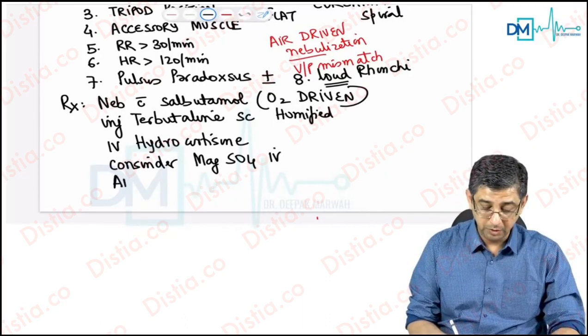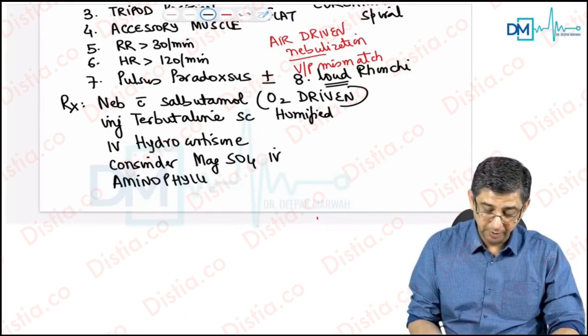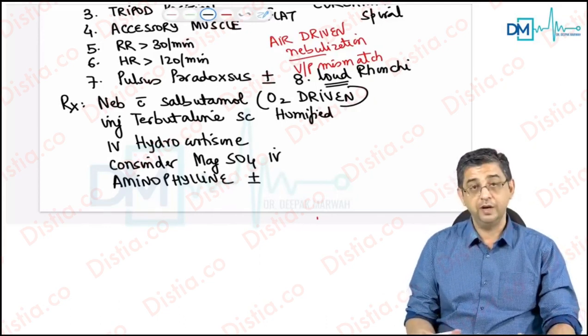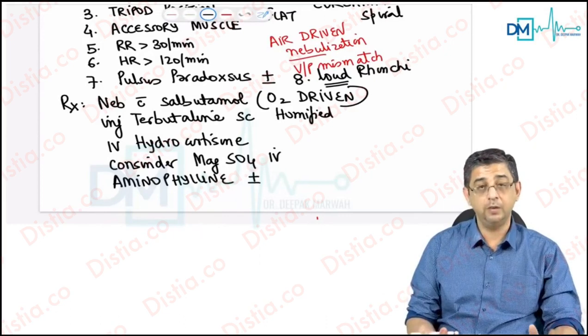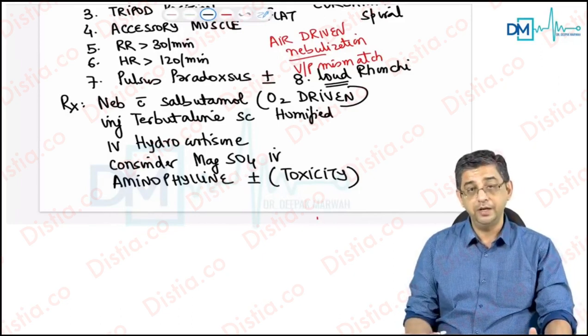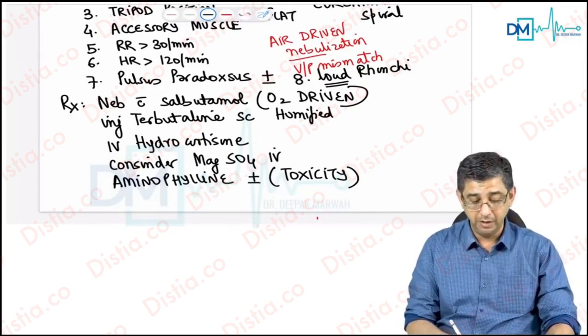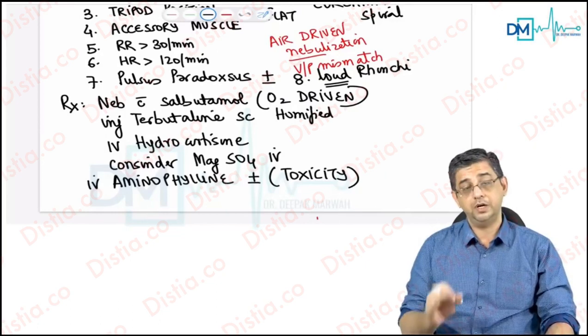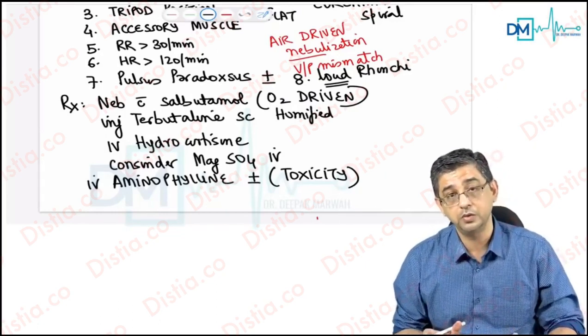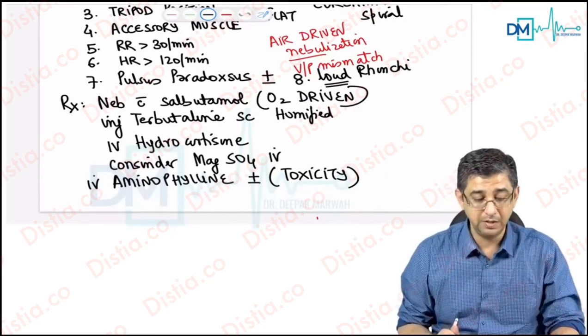I would also like to mention the next statement, which is mentioned in Harrison. He has mentioned that aminophylline may be considered. I'm writing aminophylline plus minus. Why so? Because some guidelines state that aminophylline is not recommended, especially because of the toxicity associated with it. Please appreciate that in earlier years, an intravenous aminophylline drip was always started in every severe acute asthma patient. But now he is saying to do it on a case-to-case basis.